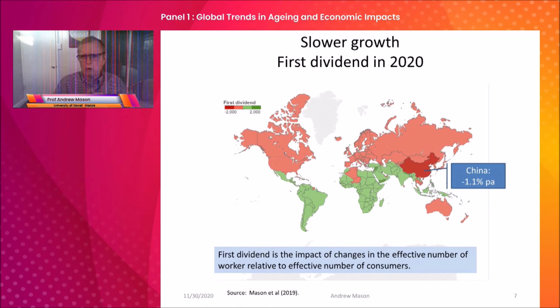Next slide, please. So let's look at each of these. First, slower growth. The change in the rate of growth in the effective number of workers relative to the effective number of consumers is known as the first dividend. And this shows the values for 2020. And you can see that North Asia and some Southeast Asian countries fall in that zone with Europe and North America, Australia and New Zealand, where the first dividend has turned negative. And of these countries, only China has a deep red shade that is visible. Hong Kong also does, but you can't see that here. And in China, the first dividend is minus 1.1% per annum right now. So this is a sharp headwind for economic growth.